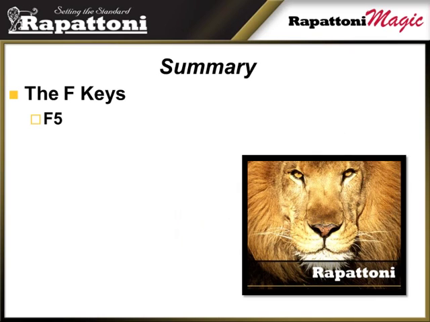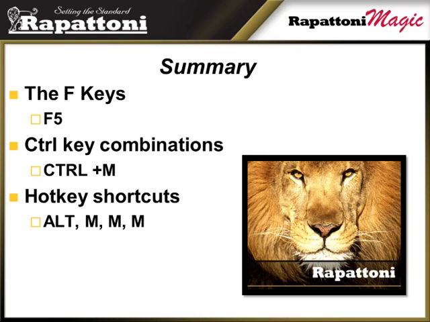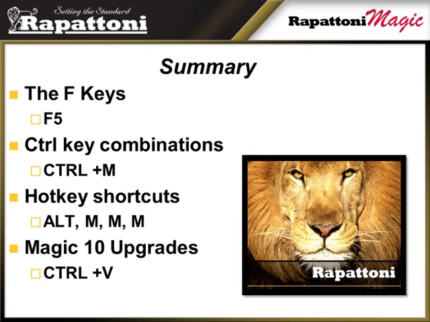To summarize, we talked about the F keys, for example, the F5 to zoom into the many different layers that Magic has. We talked about control key combinations like Control N to modify different records, as well as the hotkey shortcuts with the Alt MMM to get to the member information form. And also Magic 10 upgrades like Control V or Control C, the Windows-based shortcut keys that you are probably familiar with. Now you can use them in Magic. And we got some help on the matter.